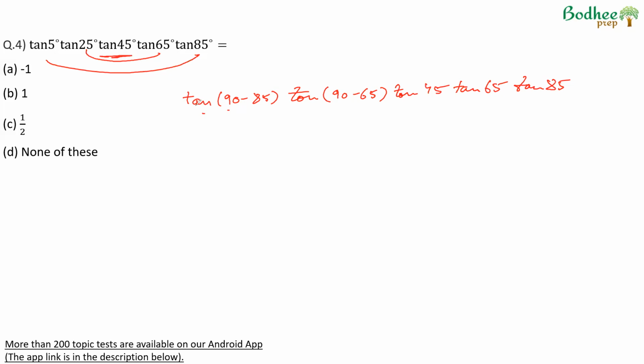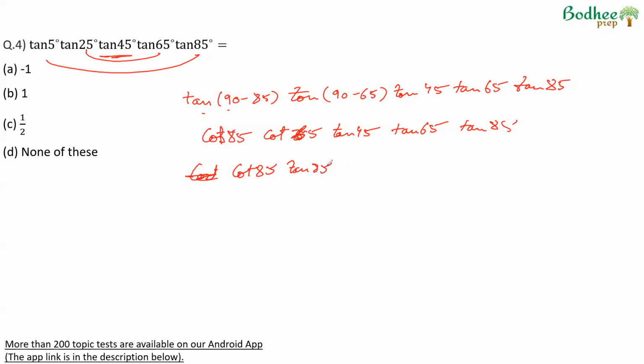Tan of 90 minus 85: 90 will make tan as cot, so this becomes cot 85, and tan 25 becomes cot 65. So we have cot 85, cot 65, tan 45, tan 65, tan 85. Cot 85 is 1 by tan 85, so cot 85 into tan 85 becomes 1. Cot 65 into tan 65, cot 65 is 1 by tan 65, so this into this will be 1, and then tan 45. The value of tan 45 is 1.